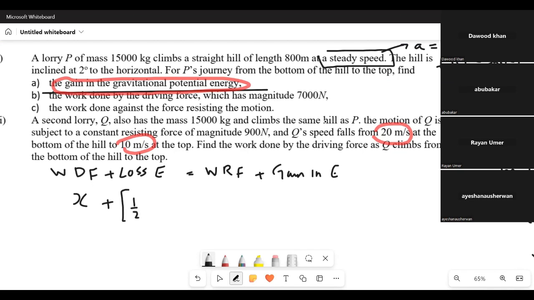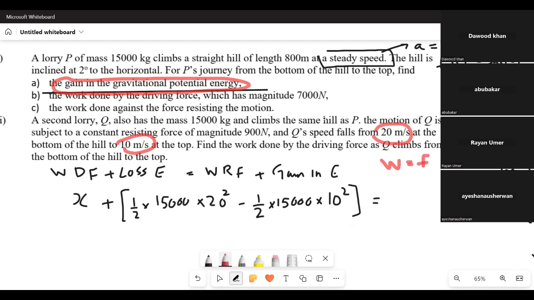Half times m है 1500. Higher speed है 20 square minus half into m times smaller speed 10 square. ये आ गया लॉस इन काइनेटिक एनर्जी इज इक्वल्स टू वर्क डन बाय रेजिस्टिंग फोर्स. वर्क डन होता है फोर्स टाइम्स डिस्टेंस. ठीक है, तो रेजिस्टिंग फोर्स की फोर्स है 900 न्यूटन और डिस्टेंस सेम है पहले वाला.